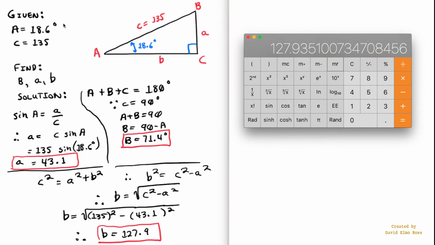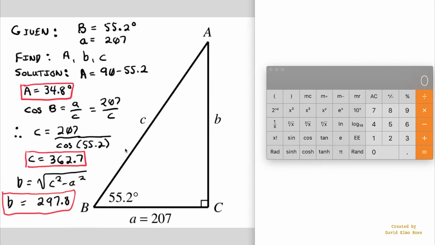So given just two things, this angle and this side, we're able to figure out all the other information that we need for this triangle. Let's take a look at this triangle here. We're given our angle b is 55.2 degrees, and we're also given that our adjacent side a is 207 units. What we want to do is find out this angle a, and also the sides b and c.